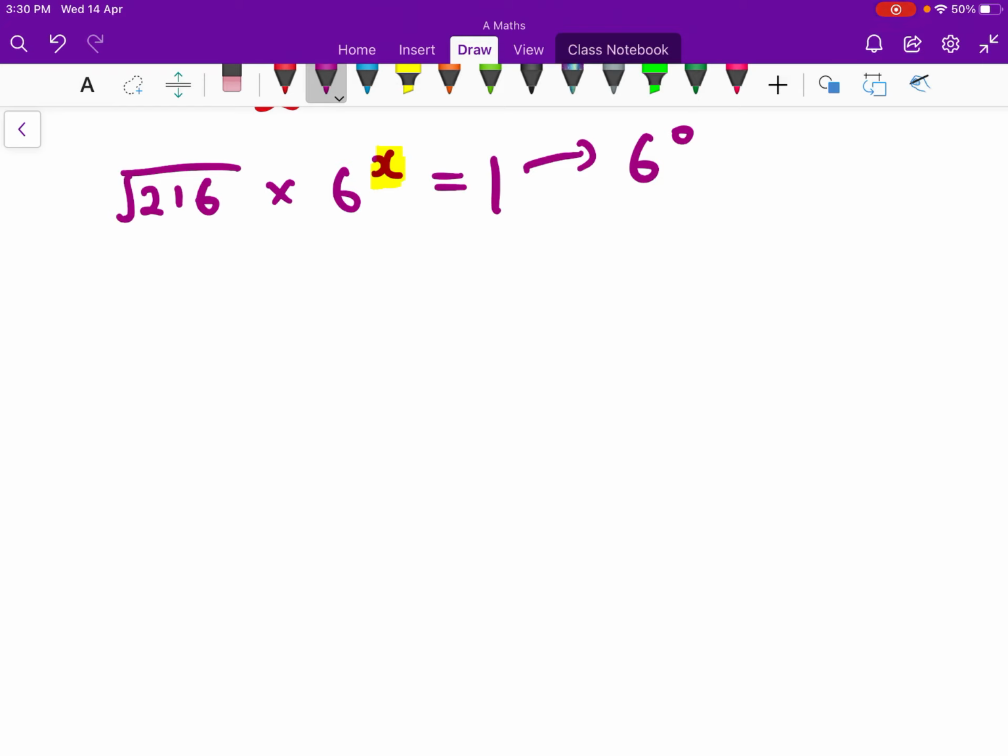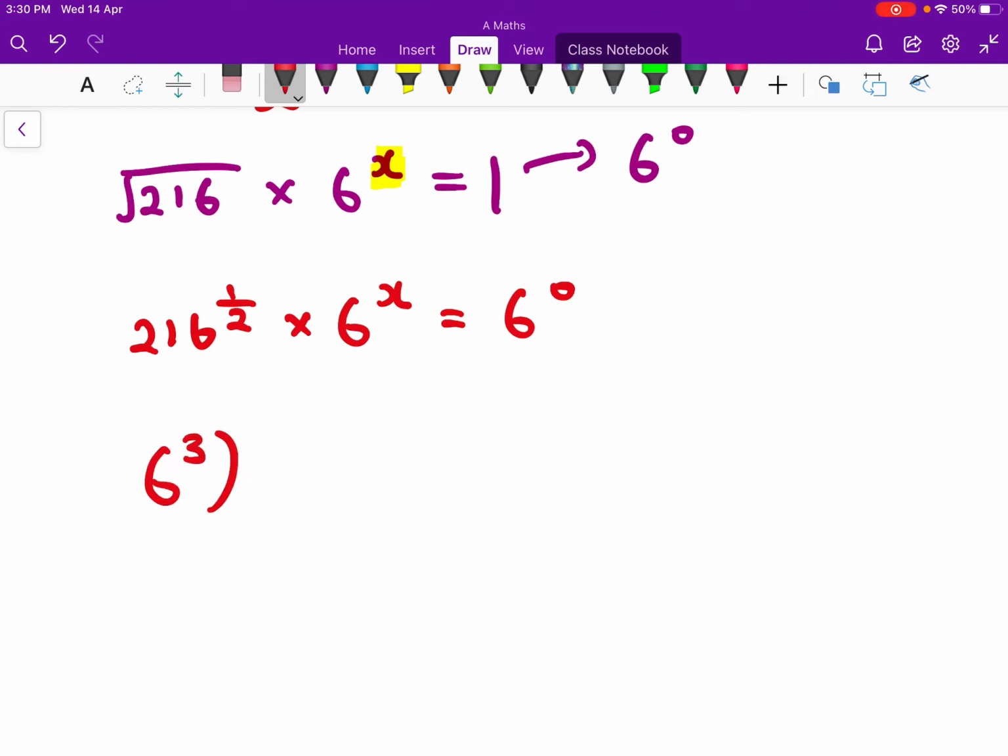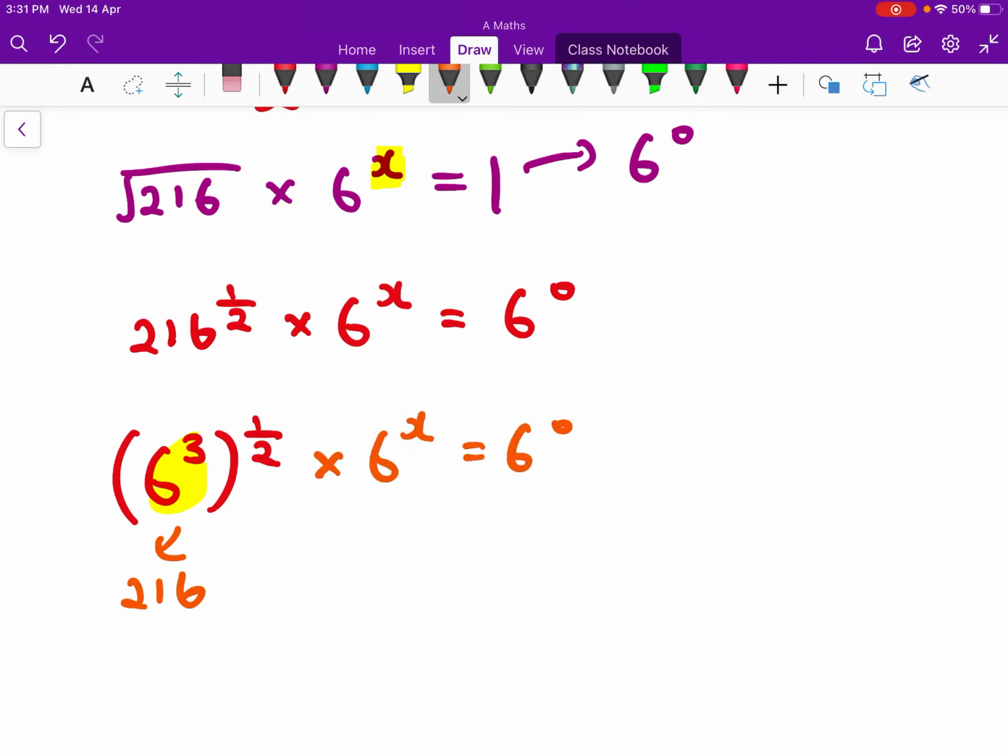Now let's do the left hand side, 216. The square root of 216, you just put 216 to the power of half, times 6 to the power of x, equal to 6 to the power of 0. Now, 6 to the power of something equals 216. 6 to the power of 3 equals 216. So I just put a bracket first and a half, because 6 to the power of 3 itself is equal to 216. So I multiply by 6 to the power of x, equal to 6 to the power of 0.